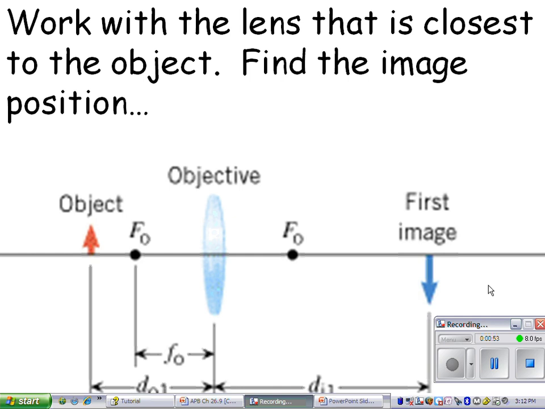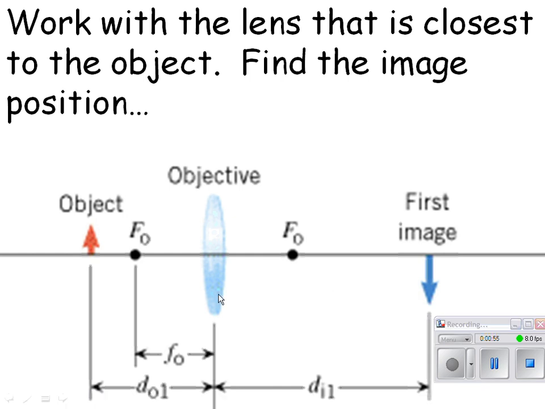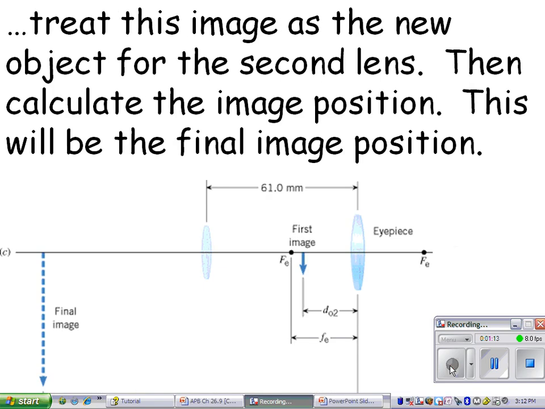So you have to remember that when you work on this, if our object is over here, you have to first work with the lens that's closest to the object. You can't do both lenses at once. You can't do the second lens first. You have to do this first lens first and then the second lens second. Then you treat this image as the new object for the second lens. Then you calculate that image position. This will be the final image position.